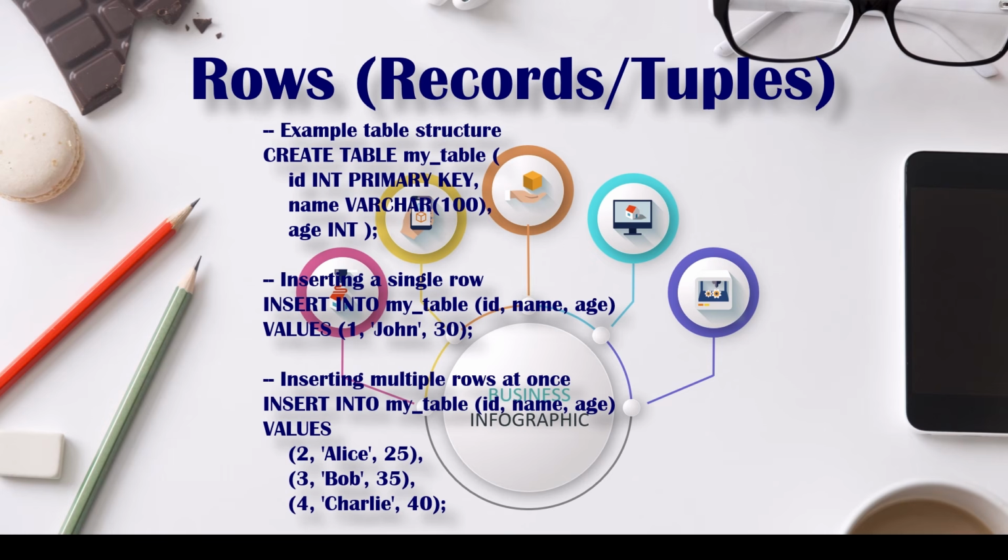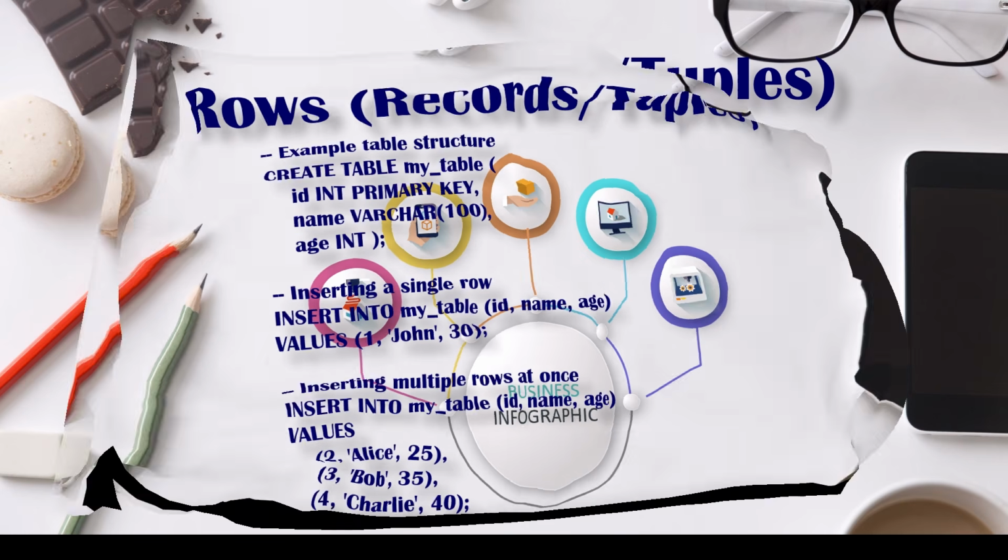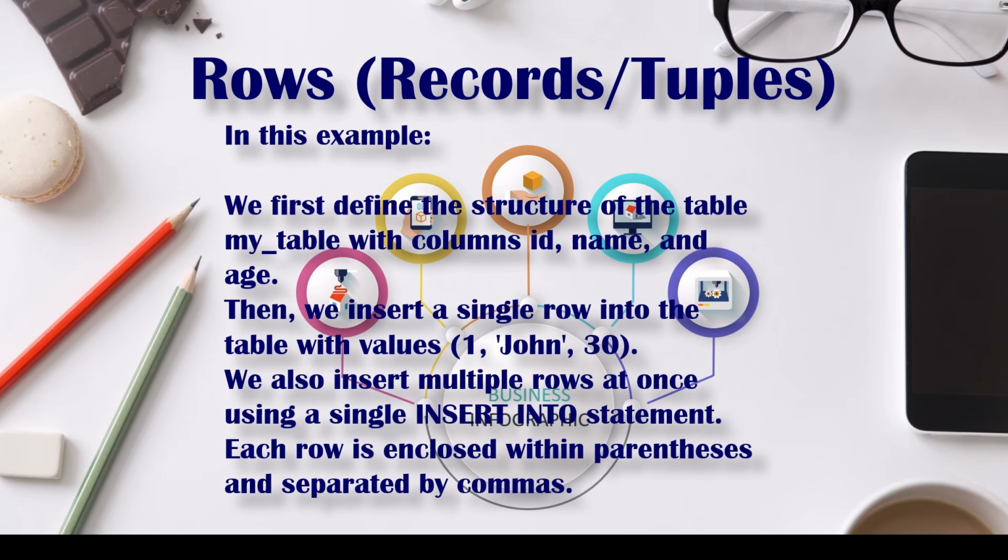Inserting multiple rows at once. Insert into myTable ID, name, age values 2, Alice, 25; 3, Bob, 35; 4, Charlie, 40. In this example, we first define the structure of the table myTable with columns ID, name, and age.